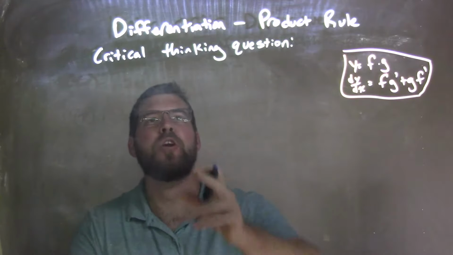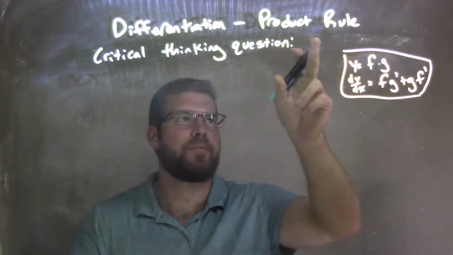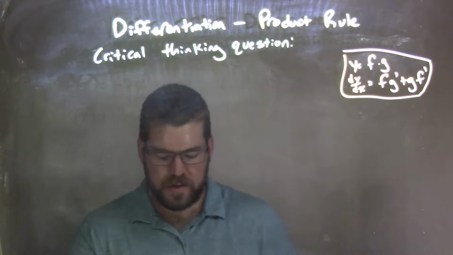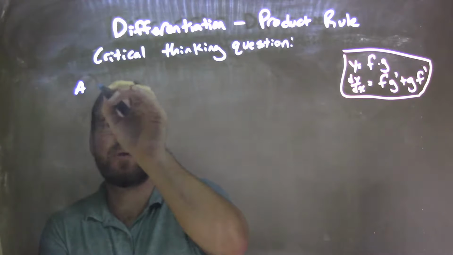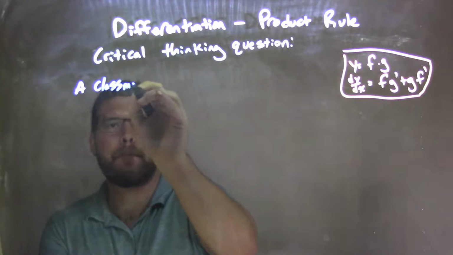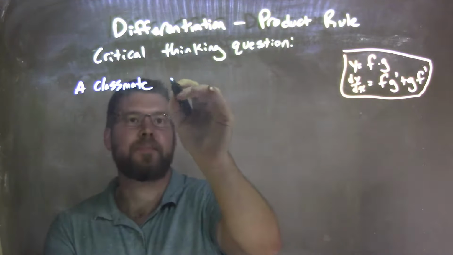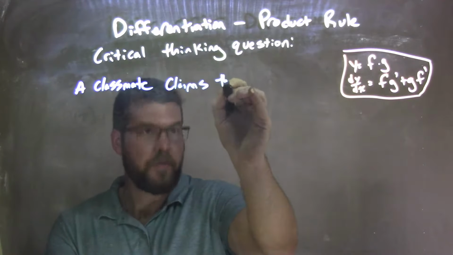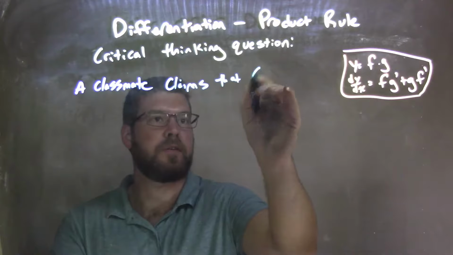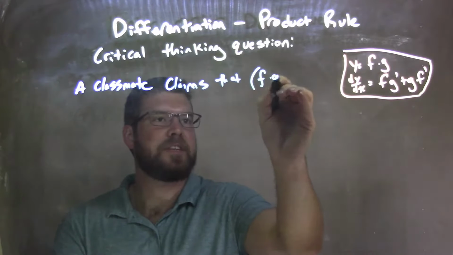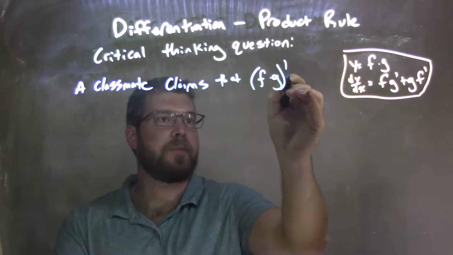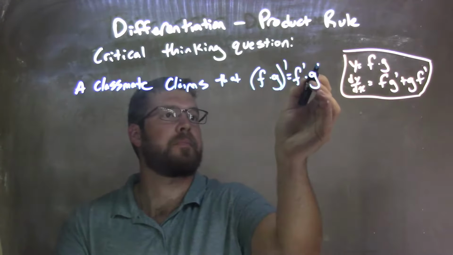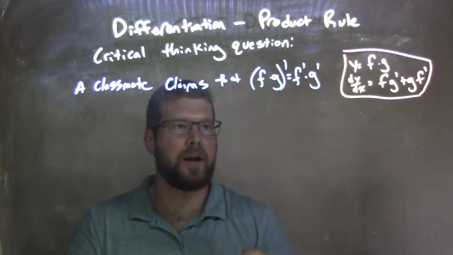And today we're going to learn about differentiation. We're going to apply the product rule. And this one here is what we call a critical thinking question. So if I was given this question, we have a classmate who claims that (f times g)' is equal to f prime times g prime. Okay? So he's kind of changed what he thinks of the product rule.